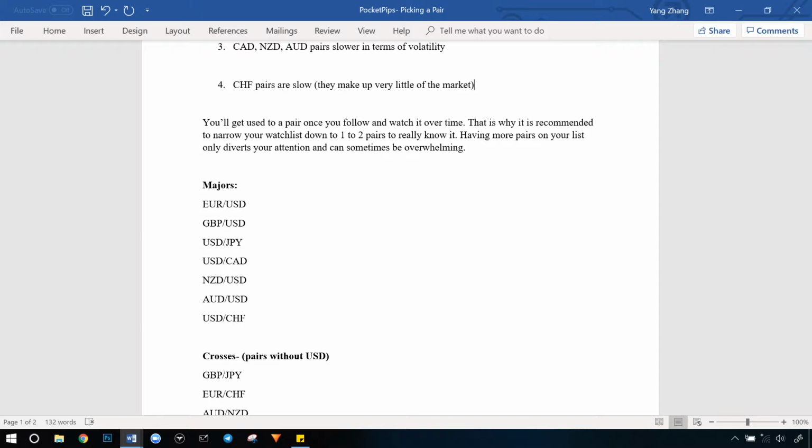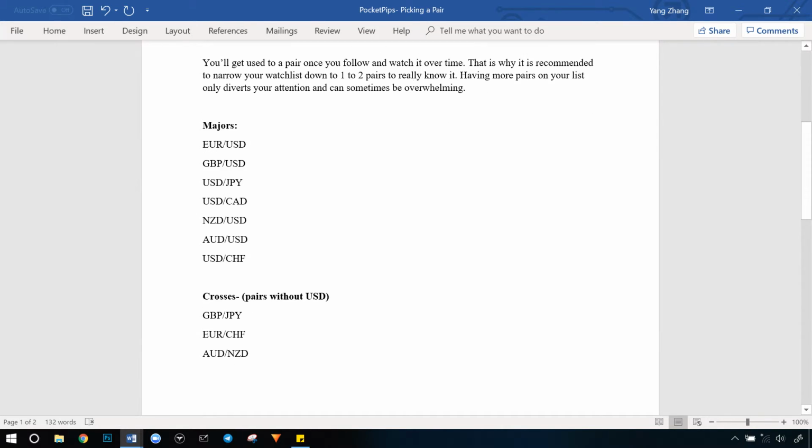Like the more you spend time with a person, the more you get to know them, rather than jumping from one person to the next. You're spread out and you don't know as much about them as you would like. That is why it's recommended to narrow your watch list down to 1 or 2 pairs and get to really know them. You can have more than 2 pairs, but the more pairs you have, the more it kills your focus or diverts your attention, and sometimes it's overwhelming.